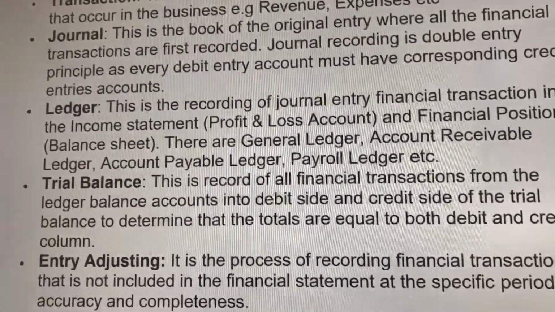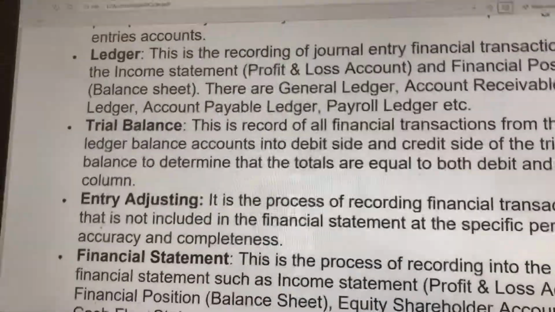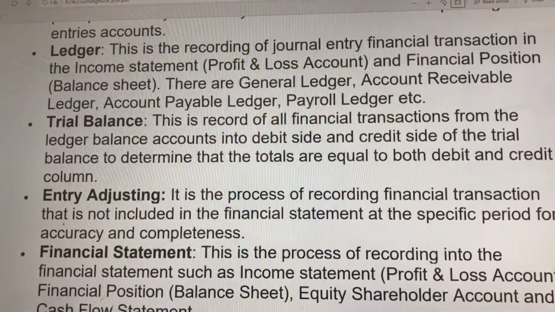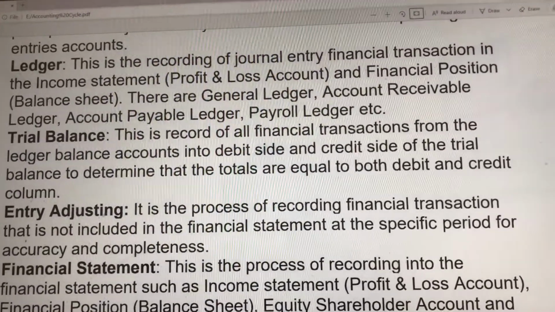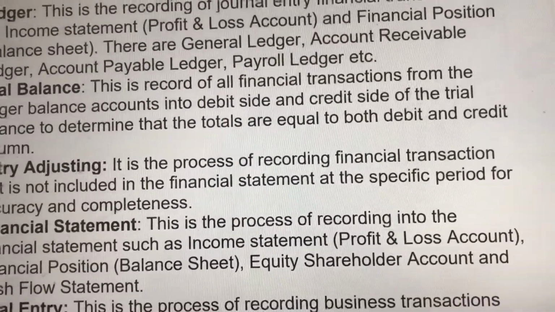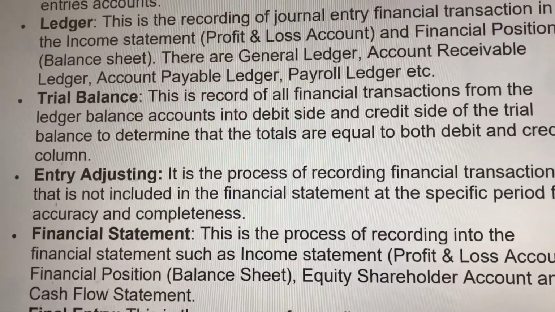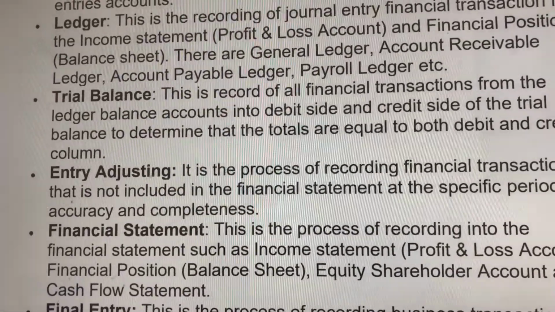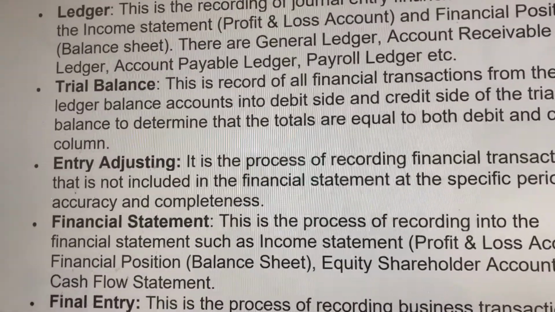The next stage of our accounting cycle is the trial balance. The trial balance is the recording of all the financial transactions from the ledger. As I said, they are in a cycle. We start from the transaction to journal to ledger to trial balance. The trial balance is the recording of all the debit entries to the debit side and the credit entries to the credit side. As I've said, every debit side must have a corresponding credit side.